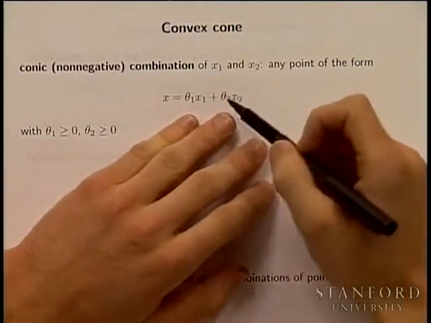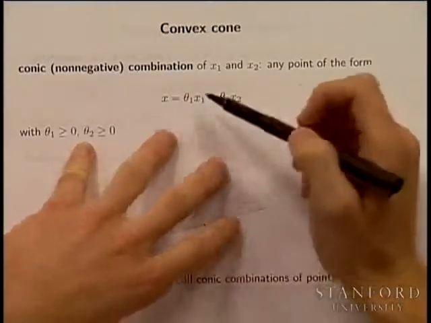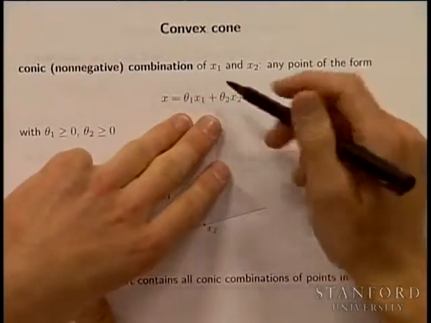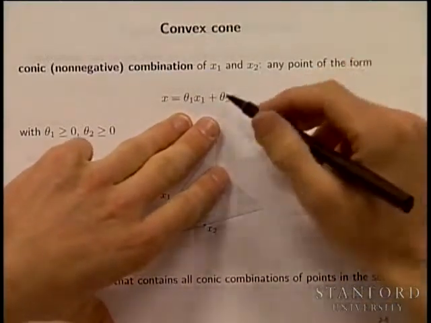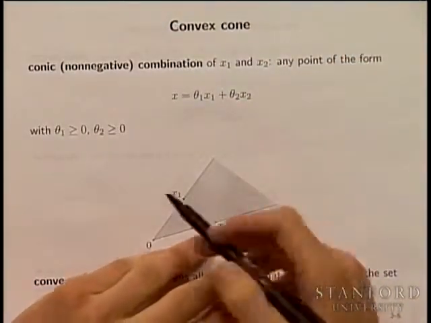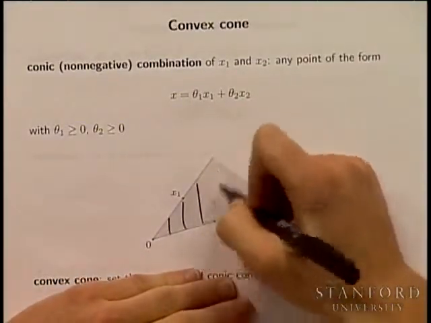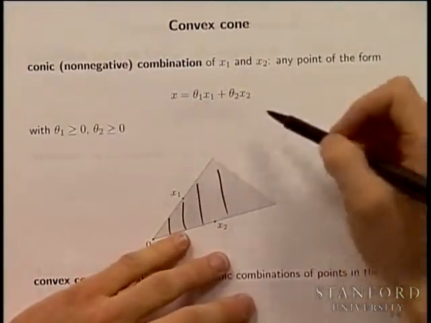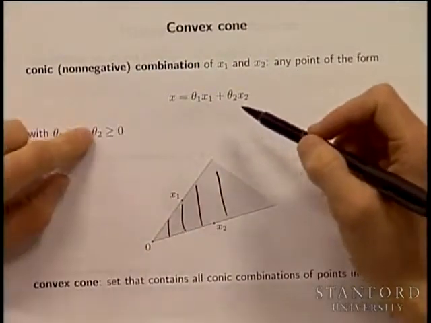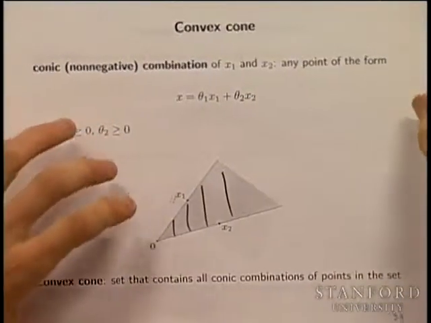So we take 2 points, we can have more than 2 actually, and we have non-negative weights on these points. That's described as a conic combination of these 2 points, x1 and x2. Here we have a figure with a point x1 and a point x2, and this is the set of points θ1 x1 plus θ2 x2, where θ1 and θ2 are non-negative. And obviously it's a cone, and that's why we chose the name convex cone.